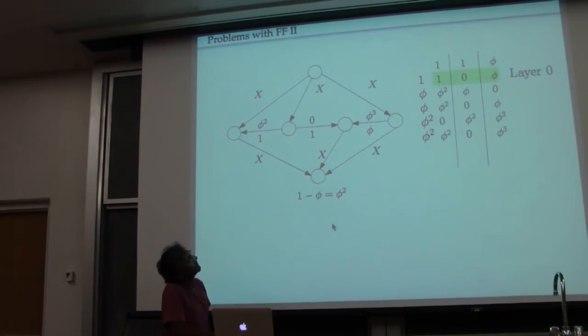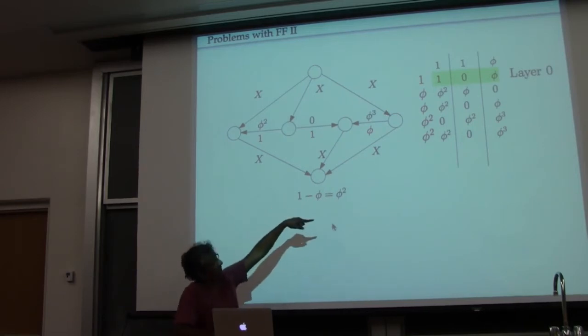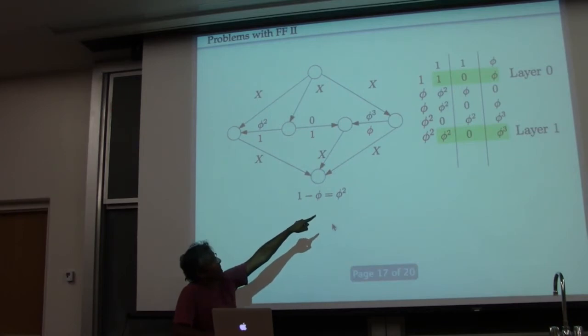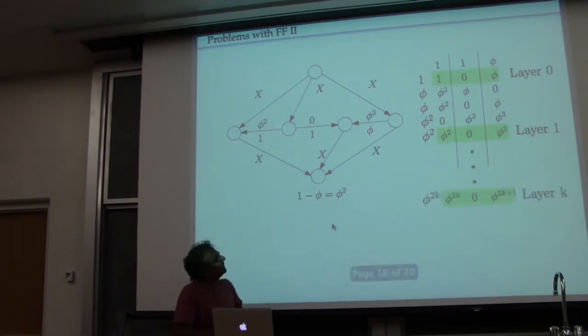Notice that I had layer 0, which had capacities of 1, 0, and phi on these three edges. If you go up these 4 steps, I now have the same configuration, but everything is multiplied by phi squared. So instead of 1, 0, phi, I have phi squared, 0, phi cubed. So now you can repeat the whole process over again. And at the end, you'll get something that looks like this.